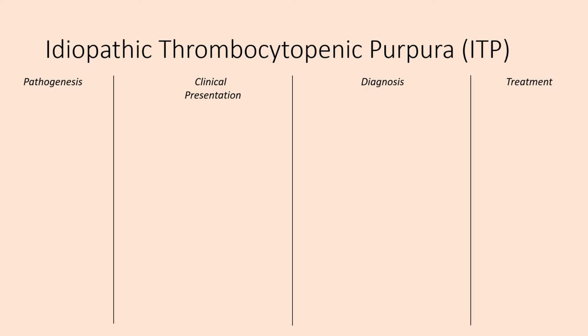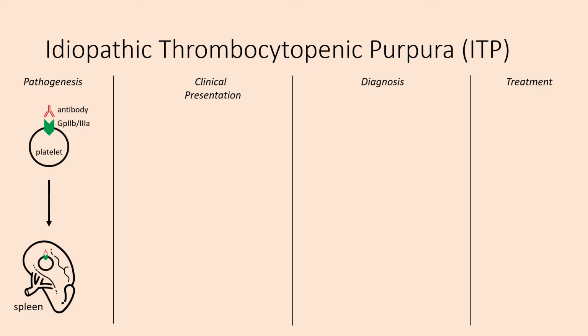We'll start with Idiopathic Thrombocytopenic Purpura, or ITP, also called immune thrombocytopenia, and this is the most common cause of thrombocytopenia. It's caused by autoantibodies to the GP2B3A glycoprotein on the platelet surface, and these platelets are now tagged with an antibody, and as they travel through the blood, the spleen and its resident macrophages recognize this antibody tag and destroy the platelets. ITP is therefore a destructive thrombocytopenia. Platelet count is low because the platelets are physically being destroyed.